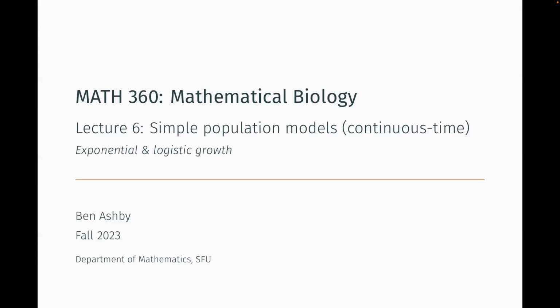And then we'll be moving on to think about structured models where there's variation. So that could be different species, or it could be different ages, or different sexes. So we're going to be starting off thinking about how we construct these models, going from discrete time to continuous time, and then seeing what the exponential and logistic growth models look like when they're in this format.